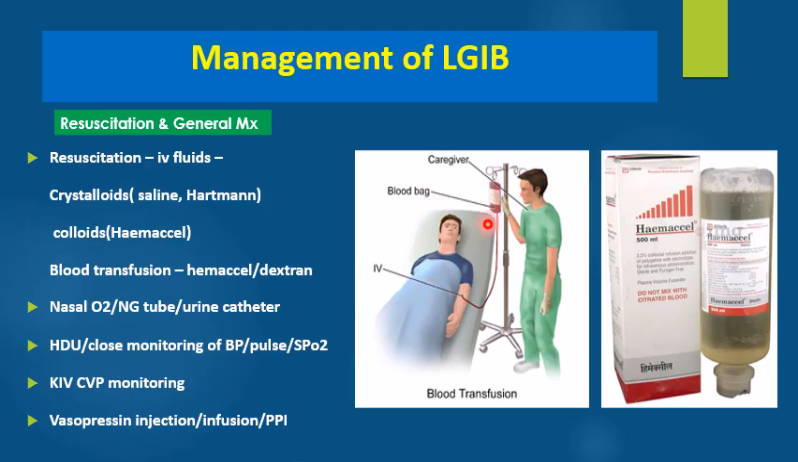Okay, these are two pictures here. It shows here the patient being given a blood transfusion, and here there are various types of plasma expanders that can be used for these patients. Hemacell and Flamacell, these are some of the common ones.